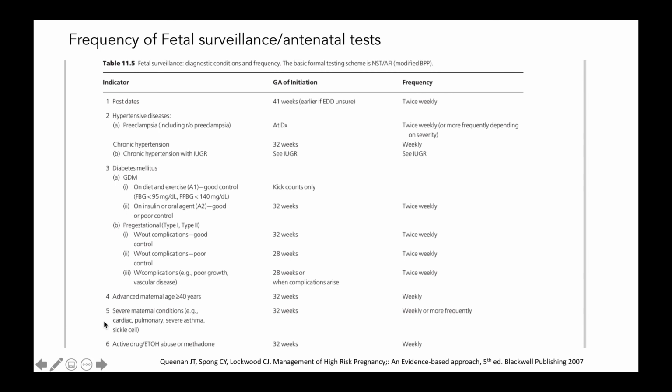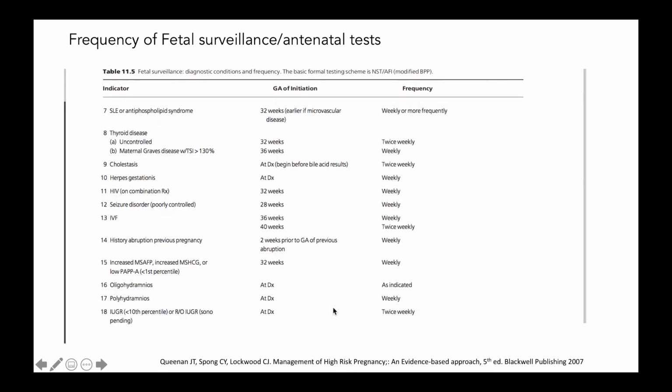For patients with severe maternal conditions such as a gravidocardiac, those with pulmonary disease or severe asthma or sickle cell anemia, the initiation of fetal surveillance would be around 32 weeks, and we do this weekly, or we can do this more frequently if indicated. For patients with SLE or antiphospholipid antibody syndrome, initiation of fetal surveillance is at 32 weeks, and we do this weekly or more frequently if indicated.